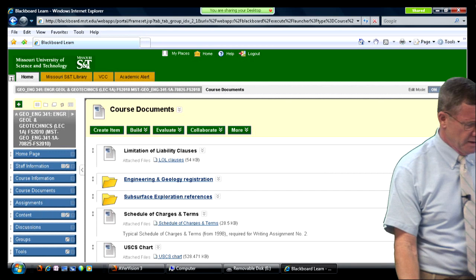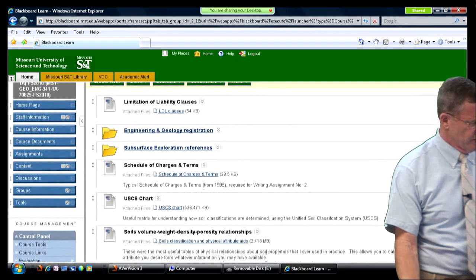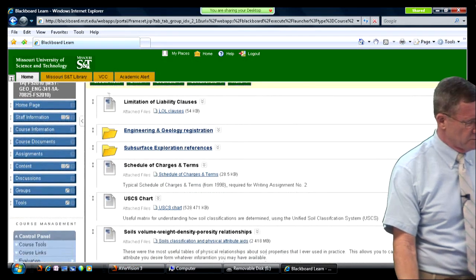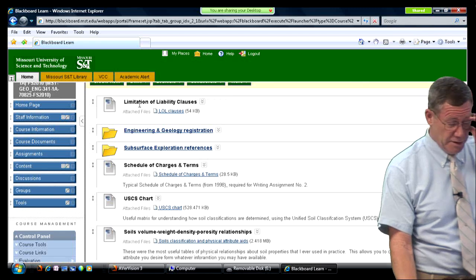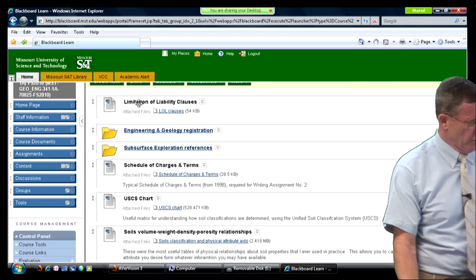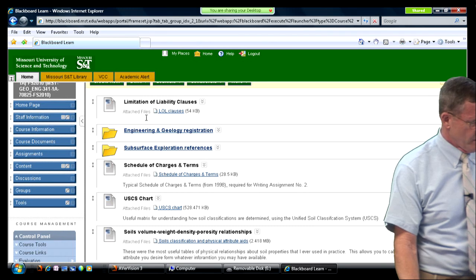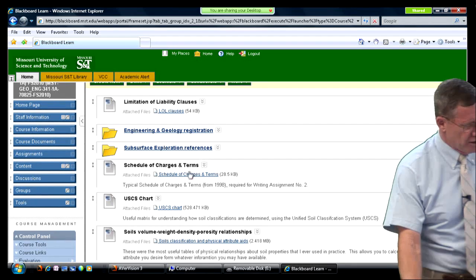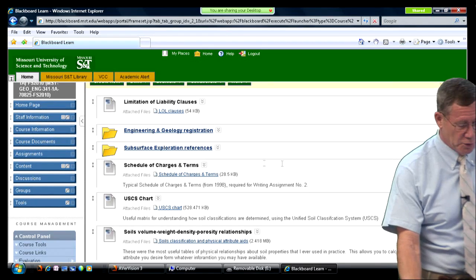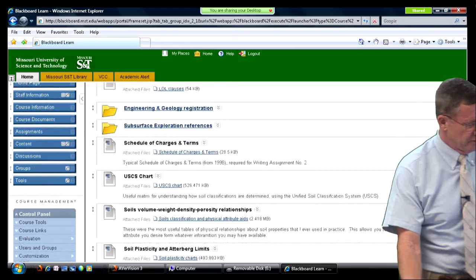So if you look at these, there's limitation of liability clauses we're going to talk about when we start preparing simple proposals and reports, which will start next week. Schedule of charges and terms, that's just a typical one, that's an old one now. Schedule of charges and terms. You always have to list that in your proposal.